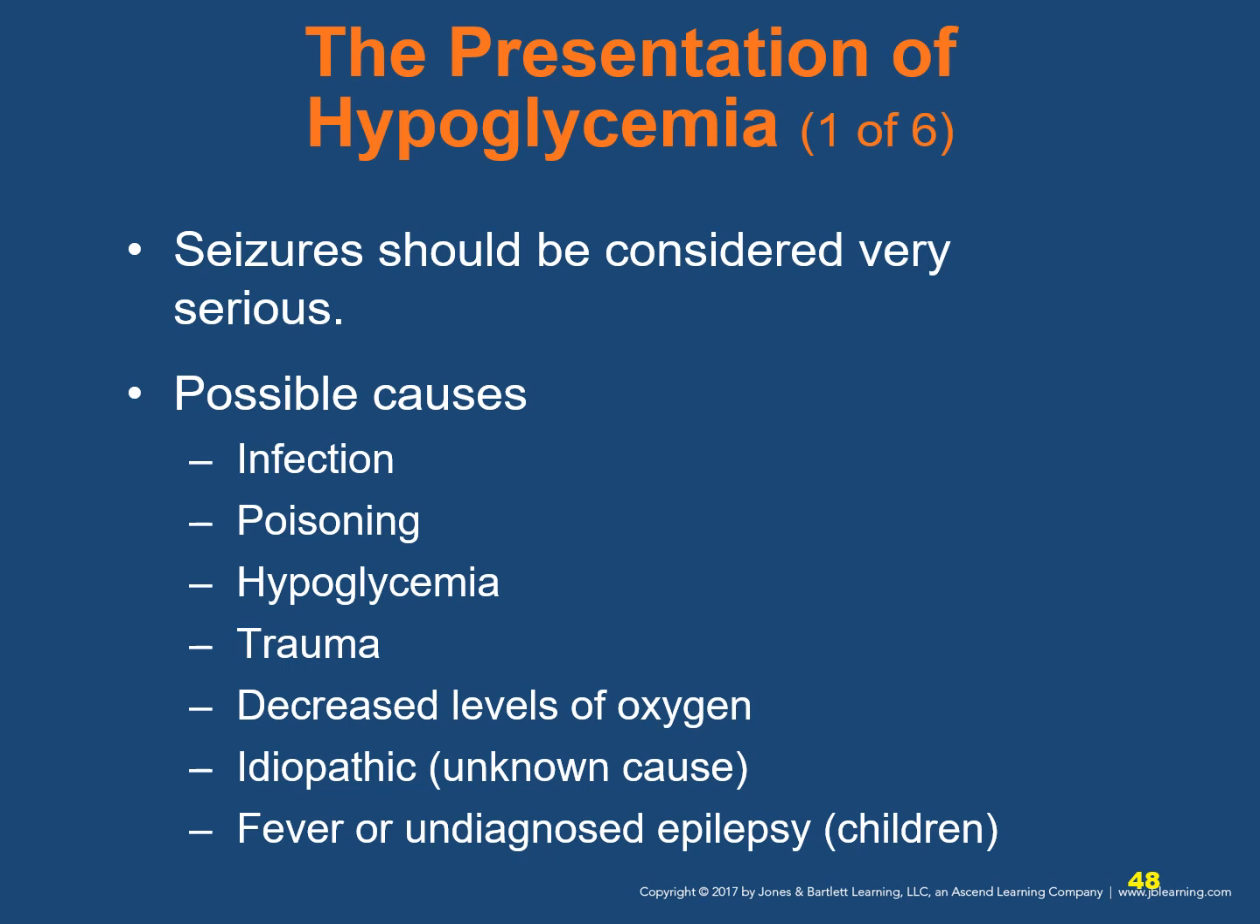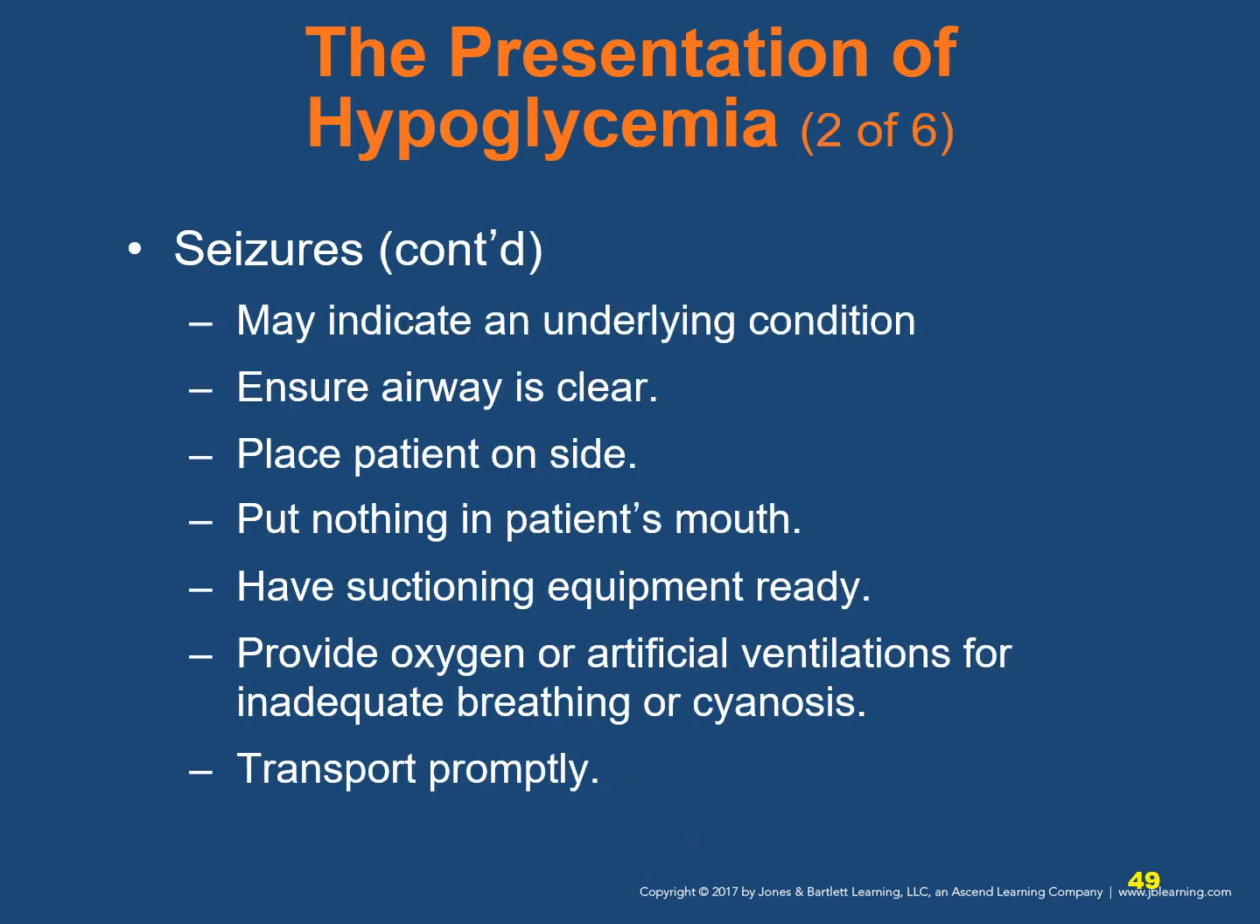With hypoglycemia, you may have seizures, and that should be considered very serious, even in patients with a history of chronic seizures. The possible causes could be infection, poisoning, hypoglycemia, trauma, decreased level of oxygen, idiopathic, which is an unknown cause, fever in children, and undiagnosed epilepsy in children. Though brief seizures are not harmful, they may indicate a potentially life-threatening underlying condition.